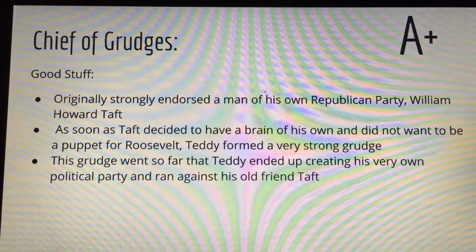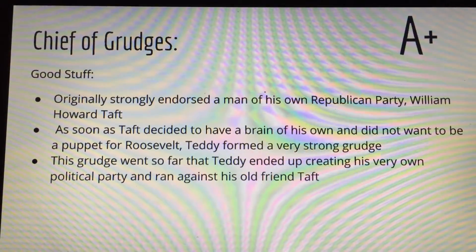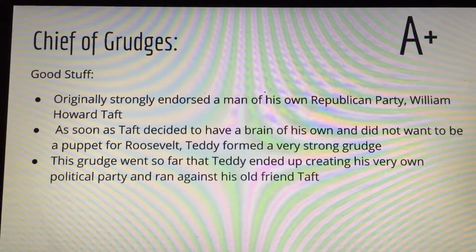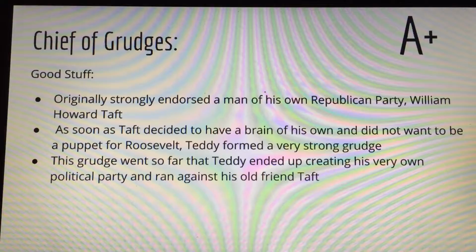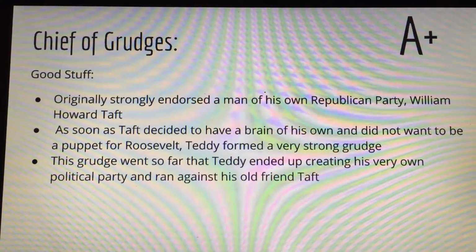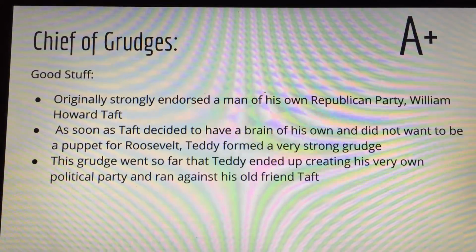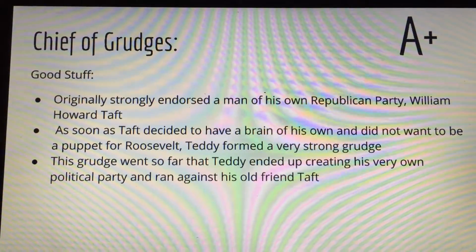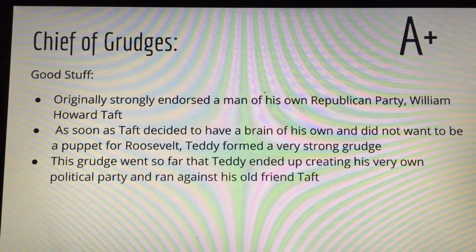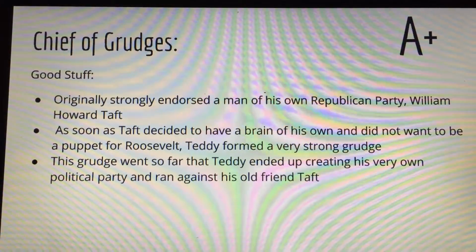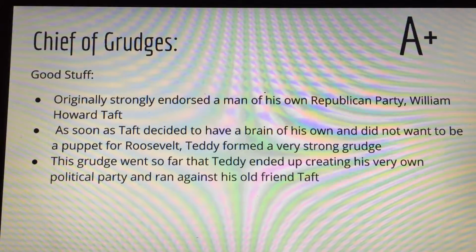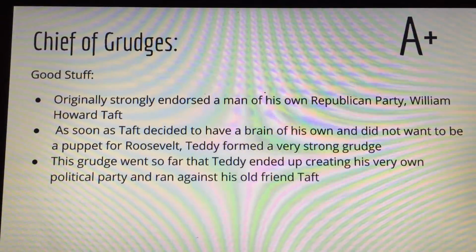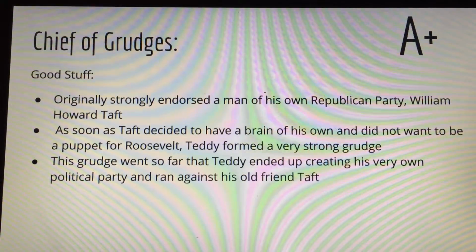Chief of Grudges. Some of the good stuff here that gave him this A plus because he was great at holding grudges is that he was originally strongly endorsing a man of his own Republican Party, William Howard Taft. But as soon as he realized that Taft decided that he wanted to have a mind or brain of his own, and he didn't want to be a puppet for Roosevelt, he formed a huge grudge, and this carried on to being such a big grudge that he created his own political party, the Bull Moose Party, and he ran against his old friend, Mr. Taft.